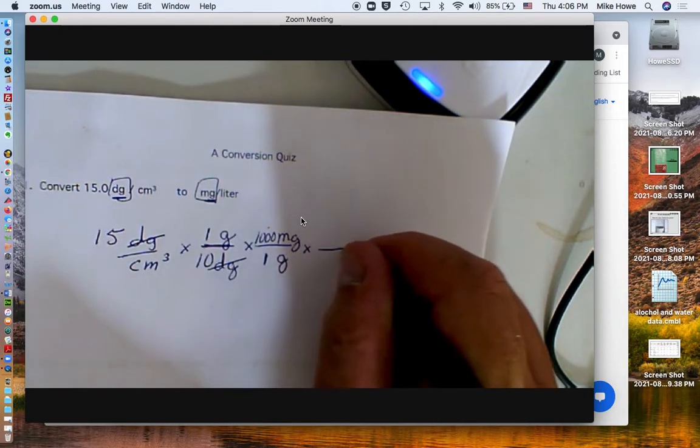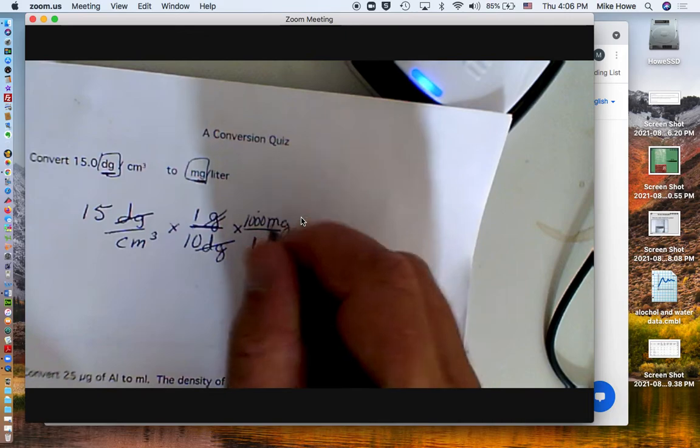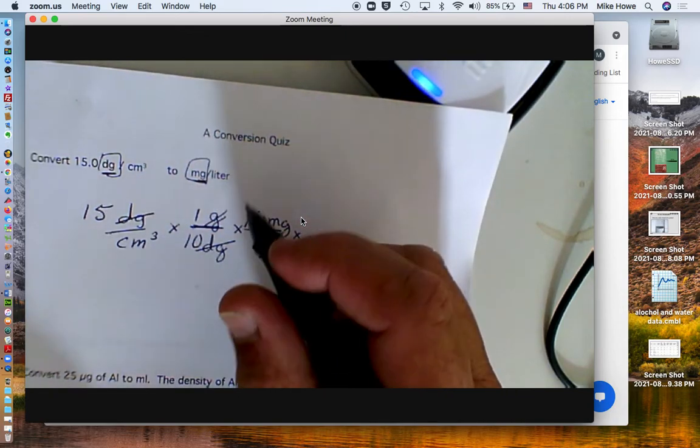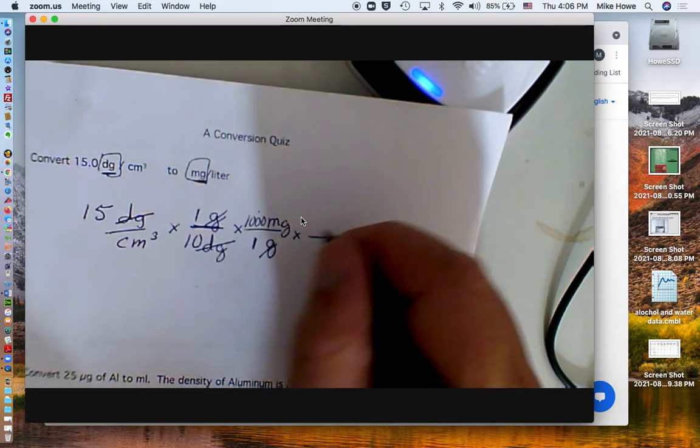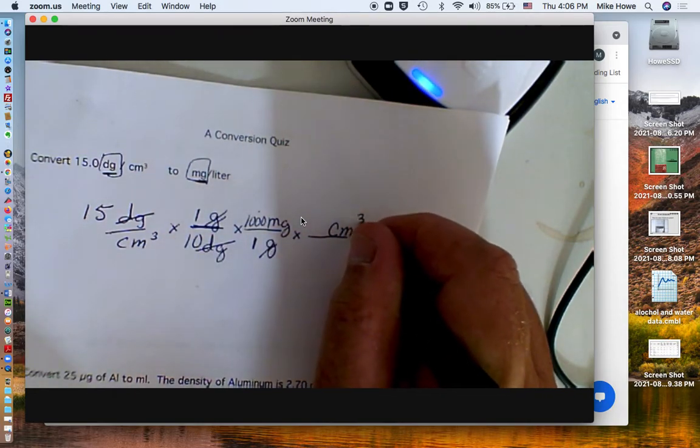Then, if we work the problem out, our unit would be milligrams over cubic centimeters. We want milligrams over liters, so we need to get rid of cubic centimeters. And you can put cubic centimeters there.